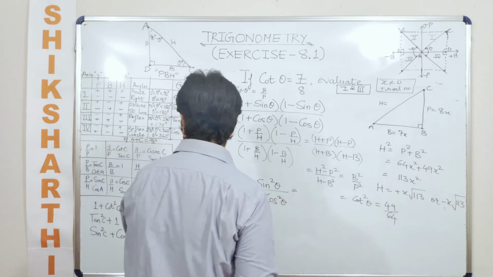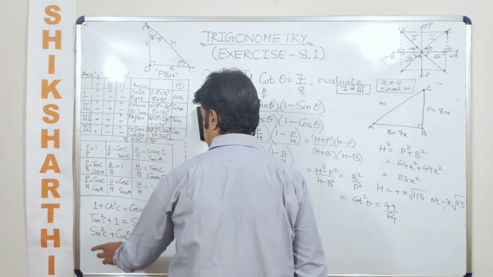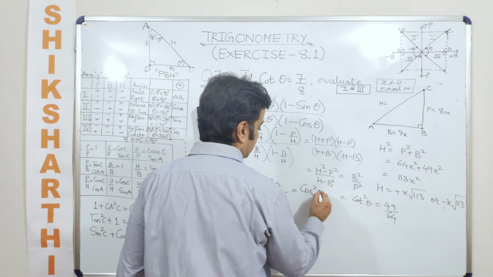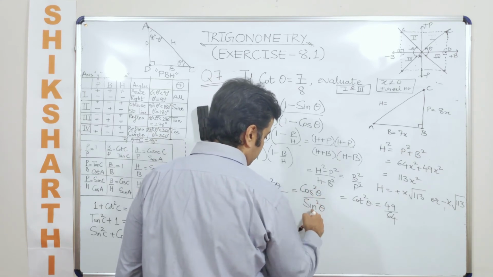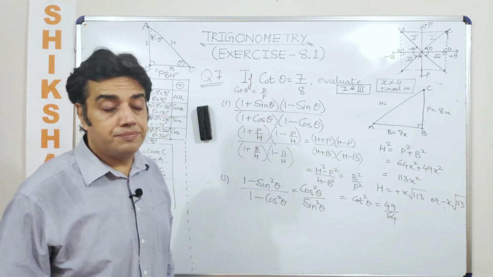Now using the trigonometric identity, which is sin square theta plus cos square theta is equal to 1. Using this identity, we can say 1 minus sin square theta is equal to cos square theta, and 1 minus cos square theta is equal to sin square theta. And cos theta upon sin theta is basically what?